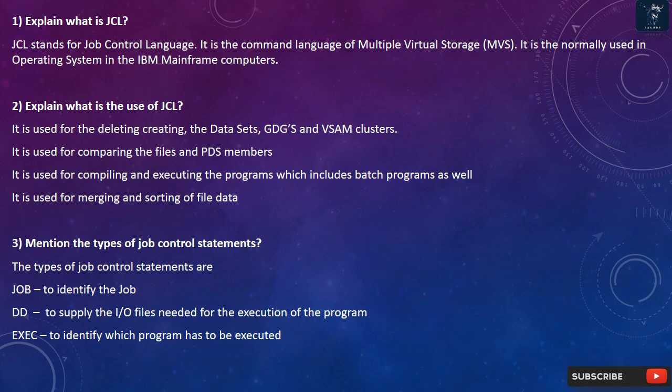3. Mention the types of job control statements. The types of job control statements are: JOB, to identify the job; DD, to supply the I/O files needed for the execution of the program; EXEC, to identify which program has to be executed.